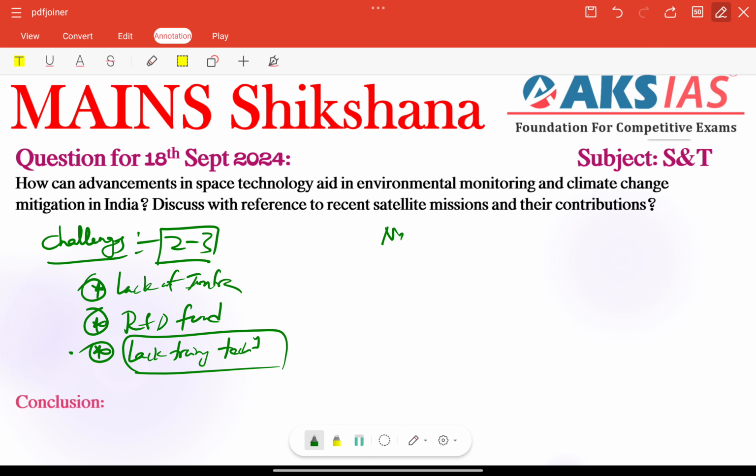Next we need to provide some needed measures also here, right? For whatever challenges we have, we need to provide some needed measures. An enhanced satellite network is very important, right?